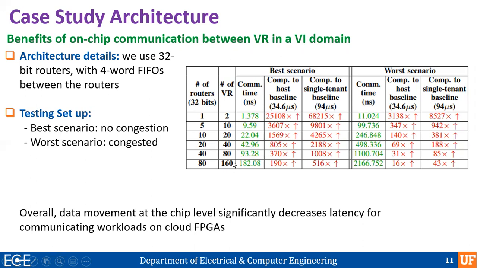So we consider two scenarios here. In the first one, there's no congestion on the interconnect, and in the second one, the interconnect is congested. Basically, we measure the time it takes to move a packet between the two most distant virtual regions. And regardless of the scenario, we observe that there is still a significant performance improvement compared to performing the same operations either from the virtual machine monitor or hypervisor or from the virtual instances.